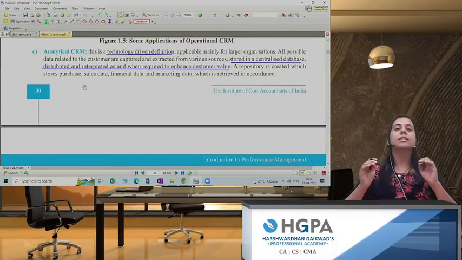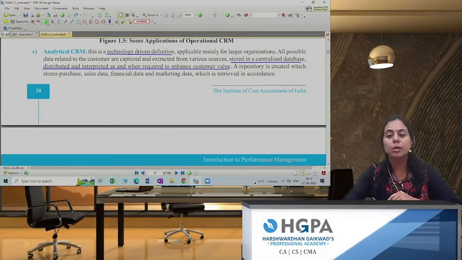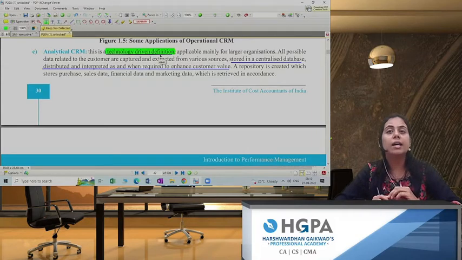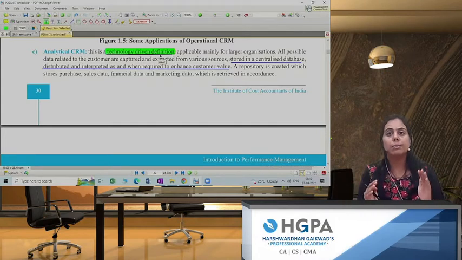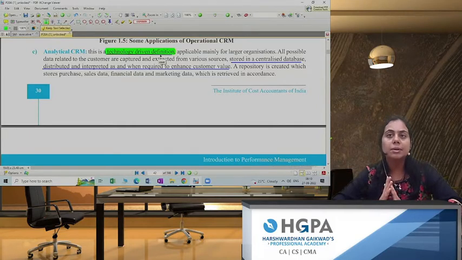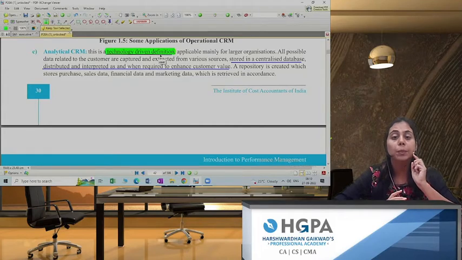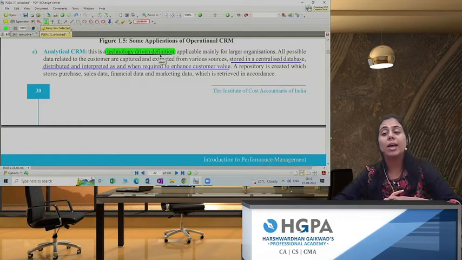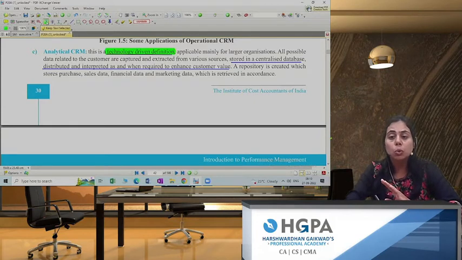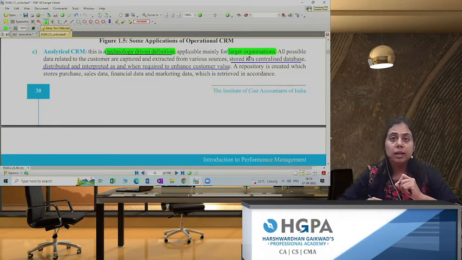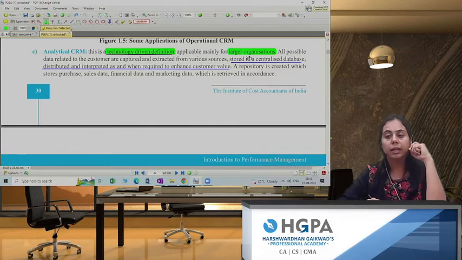And the last part is the analytical CRM. One word for analytical CRM will be that it is a completely technology-driven concept. Analytical CRM came after the advent of IT. Once IT got established in business, only then could analytical CRM come. Now, what will analytical CRM do? Again, your answer should be customer-centric. So here it will try to add value to the customer. And this is only possible for larger organizations, because a huge amount of expenditure is incurred for the purpose of going 100% technical. That is why.